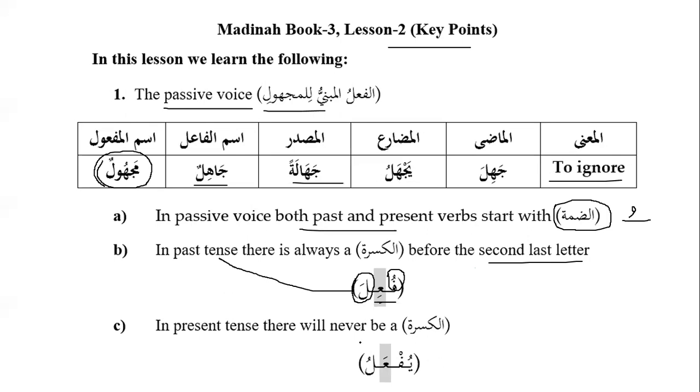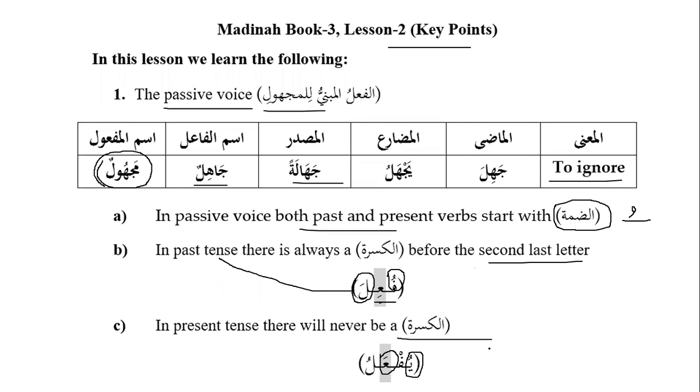In the present tense, there will never be a kasra. Whatever form of the verb it is, whether it is form number 1, 2, 3, 10, whatever form, you will never ever see a kasra in that. So instead of saying that the second last letter has fatha, we can make it simpler and say that it starts with dhamma and it will never ever have a kasra.